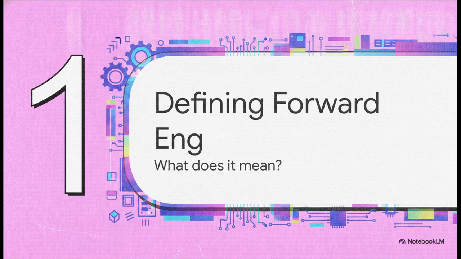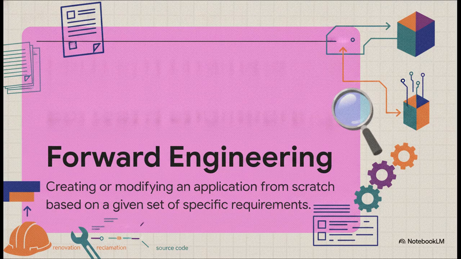Section 1. Defining forward engineering. So, what does this term actually mean in the tech world? At its core, forward engineering represents what we usually think of as the normal development process. It is that standard traditional path of taking abstract requirements and building a tangible working system from scratch. You might actually hear it called a couple of other things like renovation or reclamation, and that makes sense, right? Because you are quite literally reclaiming an abstract idea and renovating it into a concrete reality.